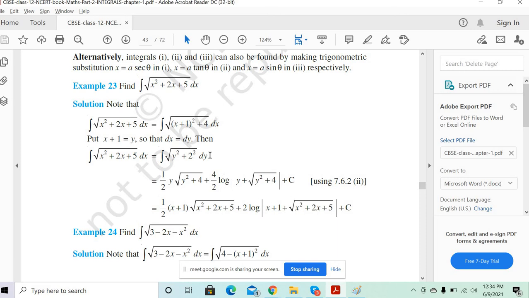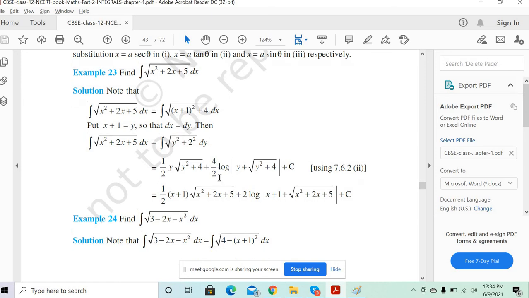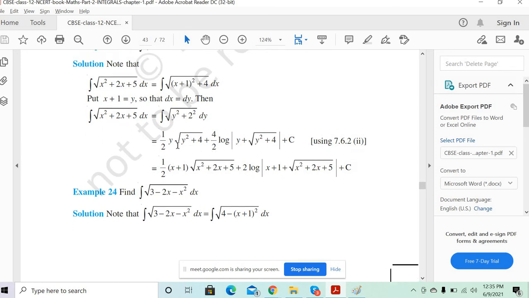Okay, sir. Done. What's the answer, Vijay? It's half x plus 1 root x square plus 2x plus 5 plus 2 log x plus 1 root x square plus 2x plus 5. Yeah, excellent, correct answer. So remember that you got it now.